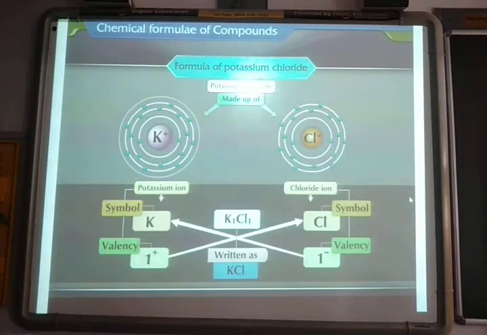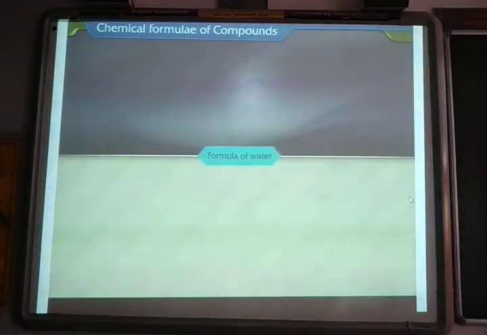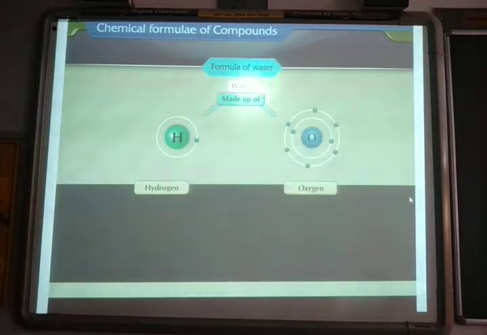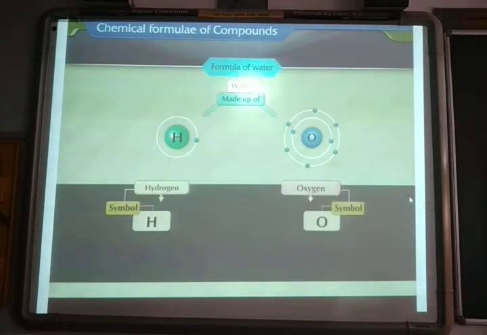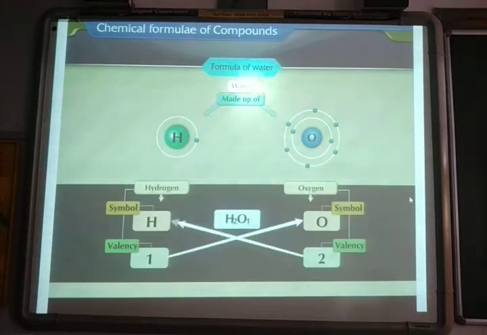Now let us determine the formulae of water and sodium sulfate. Formula of water. The combining elements are hydrogen and oxygen. The symbol of hydrogen is H and that of oxygen is O. The valency of hydrogen is 1 and that of oxygen is 2. On crossing over the valencies, we get the formula of water as H2O.